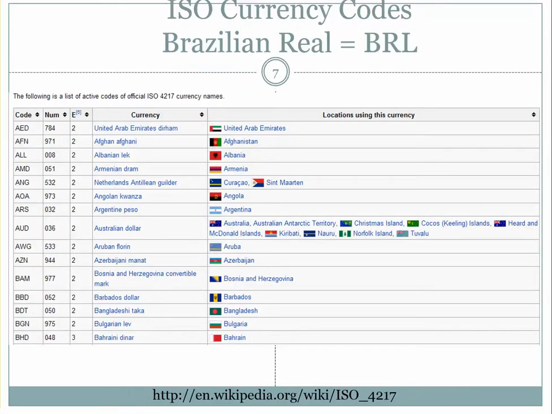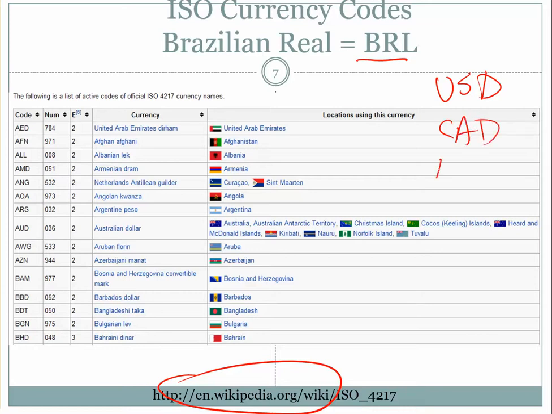Now every currency is represented in finance with a 3-letter code, an ISO code. For example, the Brazilian real is BRL, the US dollar is USD, and so on. If you go to this website, you can get all the codes. Some of the major codes are the US dollar, the CAD, Canadian dollar, the Australian dollar, GBP, the British pound, JPY, Japanese yen, CNY, Chinese yuan, and so on.